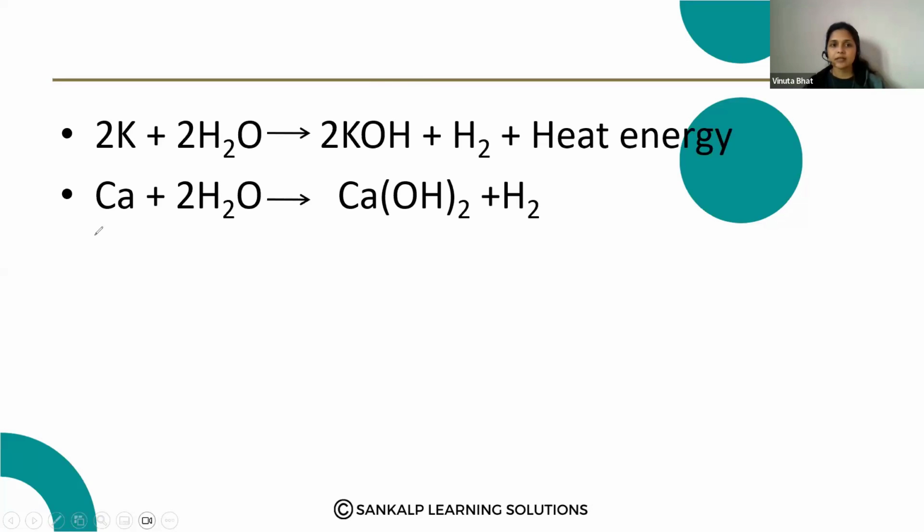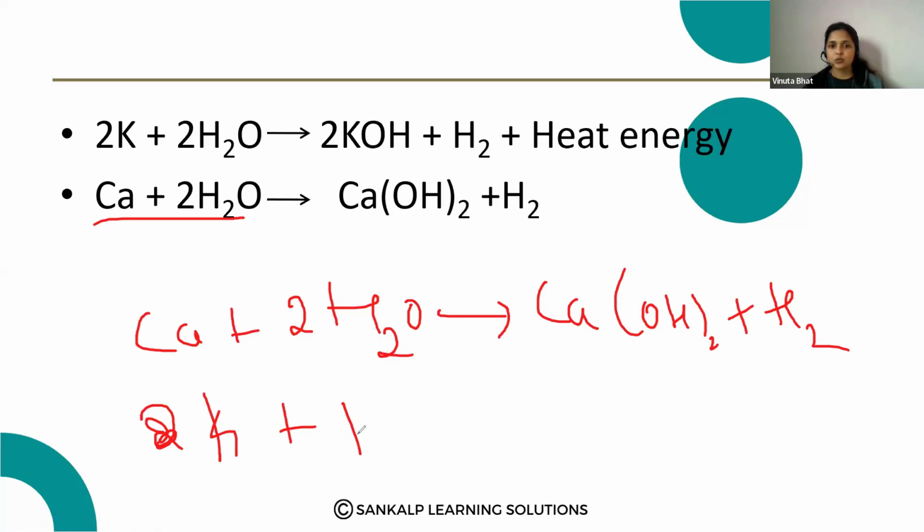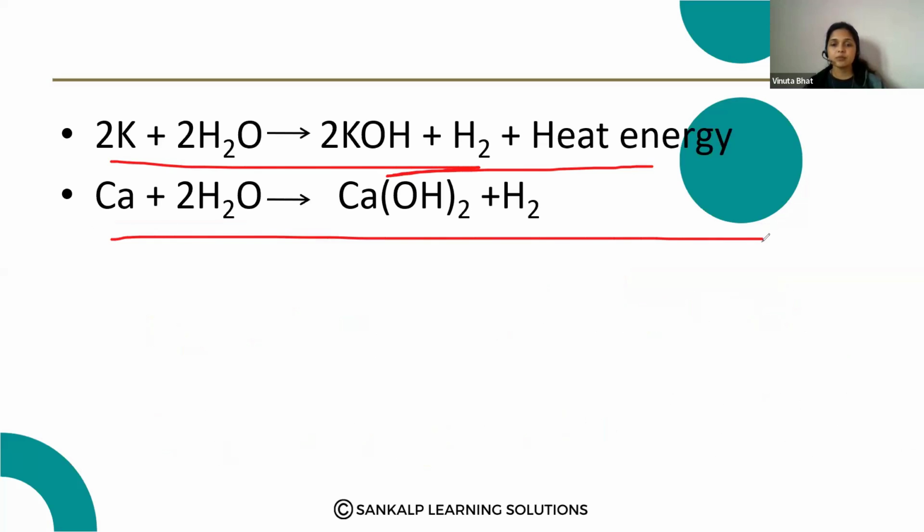When calcium reacts with water, see the reaction: calcium plus 2H2O gives us calcium hydroxide plus hydrogen. And potassium, that is 2K, reacts with water. It forms potassium hydroxide, that is KOH, plus hydrogen plus heat energy. Okay, this is the reaction. Please note down the reaction, the balanced chemical reaction when potassium reacts with water, and calcium reacts with water.